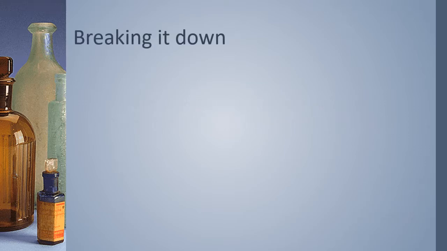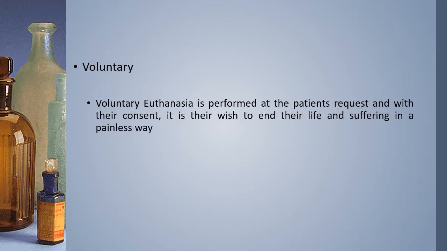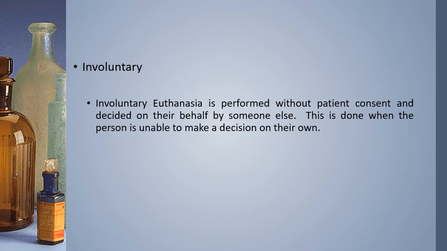There are two types of euthanasia. Voluntary euthanasia, which means the act of ending the person's life with their consent and their will to end their suffering. The other type is involuntary euthanasia. Involuntary euthanasia is performed without the person's consent, but decided by the parent, guardian, or caregiver of that person. Involuntary euthanasia is usually performed when the patient is unable to make a decision on their own behalf.